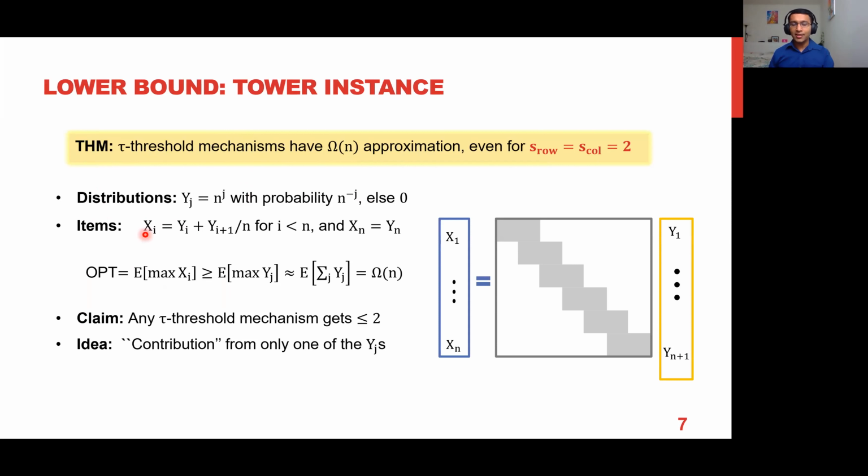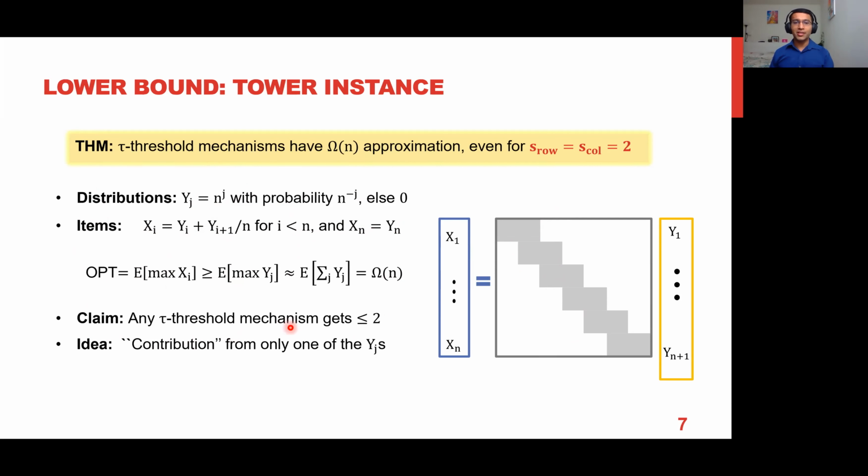Imagine xi, the value of the ith item, the ith house, depends on just features i and i plus 1. It depends a lot on feature i, but very mildly on feature i plus 1. As you can see, this dependency can be denoted in a matrix which has only 2 column sparsity and row sparsity. The distribution of the yj's is given here, where it takes a very large value with some very small probability. Some simple calculations show that the optimal here is going to be omega n, because in expectation, the y's could be large. There are many of them.